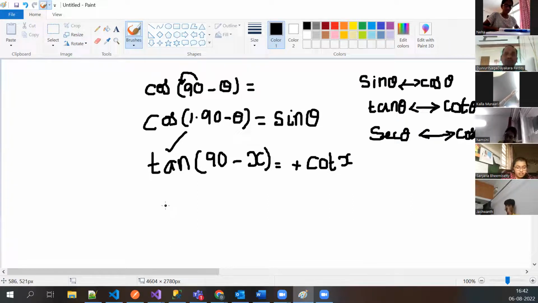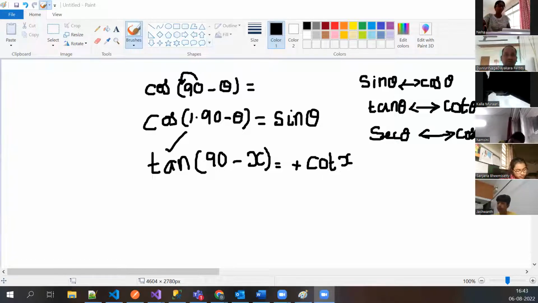For example, if someone asks you to find out some value, we will see in the exercise. So you should remember that. Now note down: prove that sine of 90 minus x is equal to cos x. That is the question.